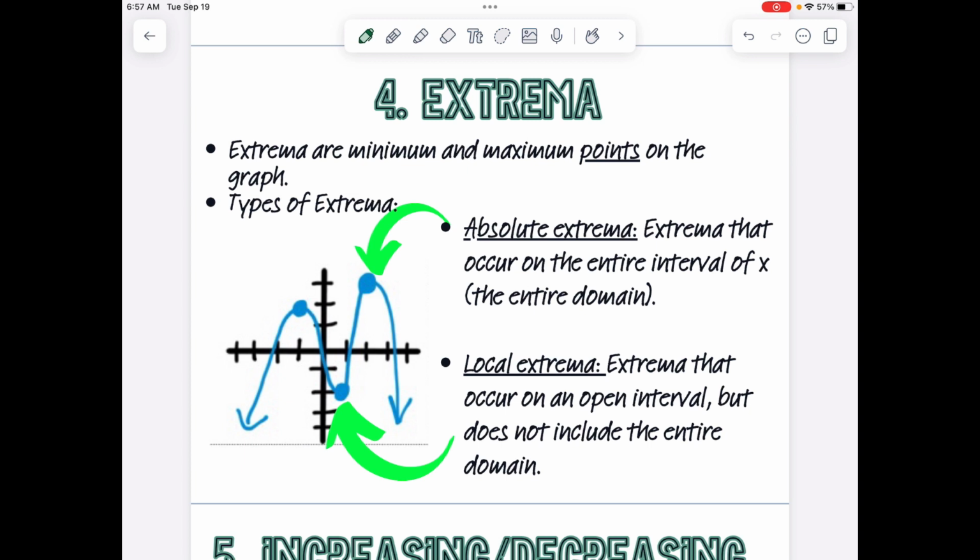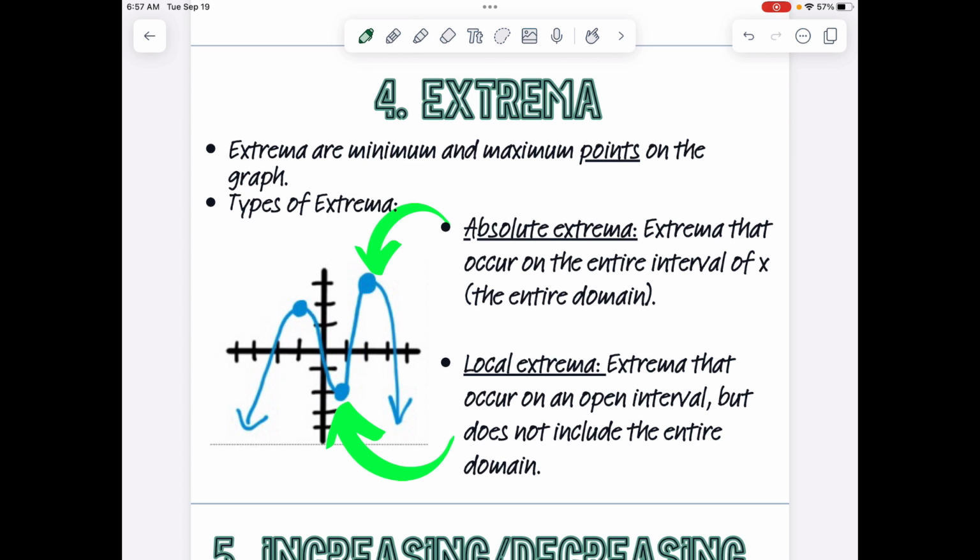Today we're going to be talking about Extrema, continuing our discussion with the full function analysis from yesterday. We discussed domain and range and continuity yesterday in class. Today we're going to discuss Extrema, increasing and decreasing intervals, and boundedness.